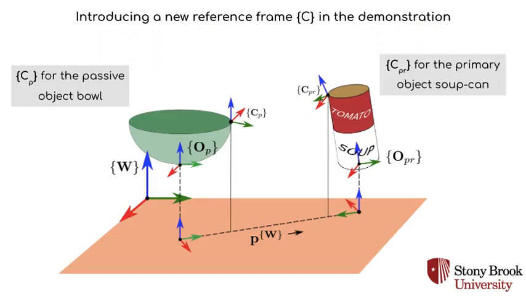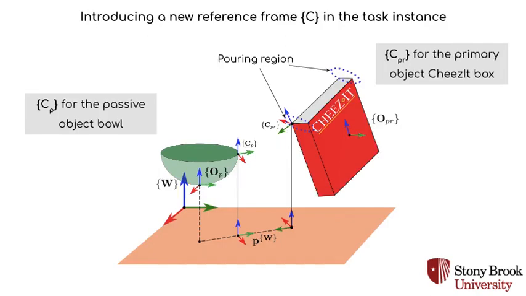To overcome this problem, we take object geometries into account by introducing a new reference frame C. For the objects used in the demonstration, we compute the pose of the C reference frames attached to their openings by considering the geometries of the object like height, dimensions of the opening, etc. Similarly, for the objects used in the task instance, we assign the C reference frames at their respective openings.